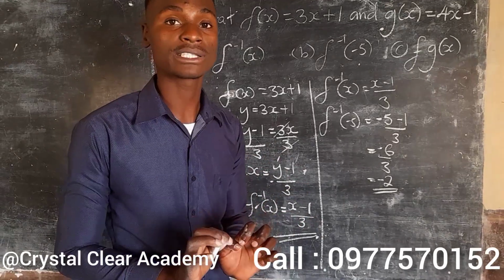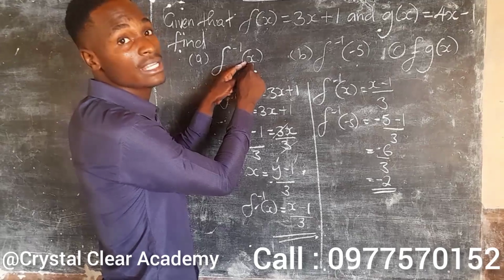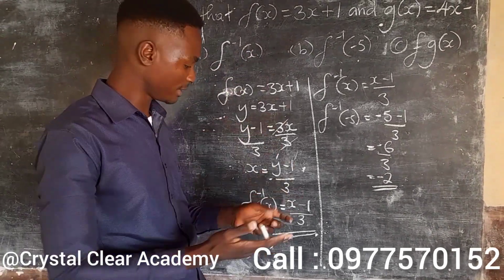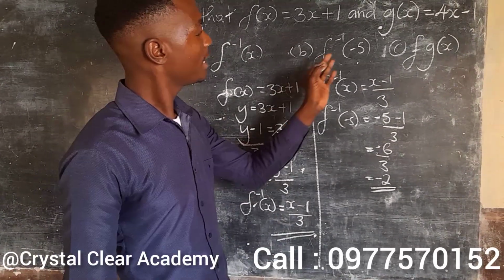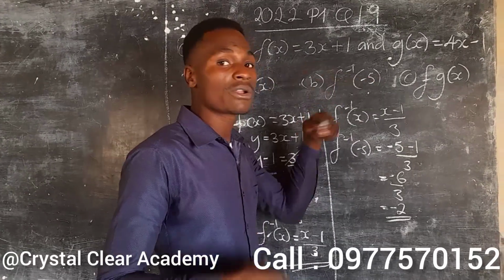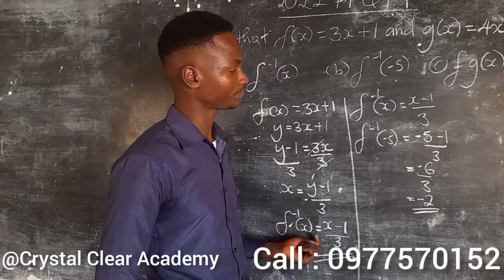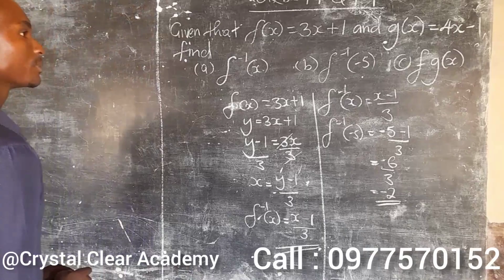It's a definite answer or a whole number. But if inside here is a variable x, the answer should be an expression. For instance, here it is just x minus 1. But if in brackets is a number, then the final answer should be a whole number, not an expression like this one. Let's solve the last one.